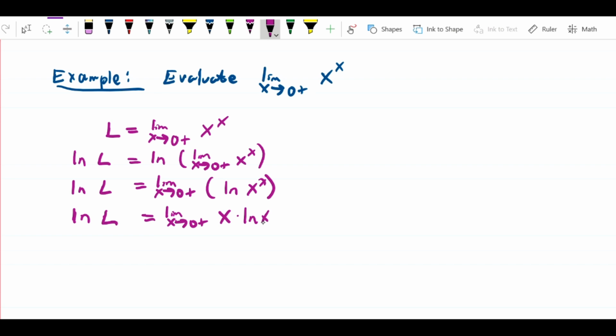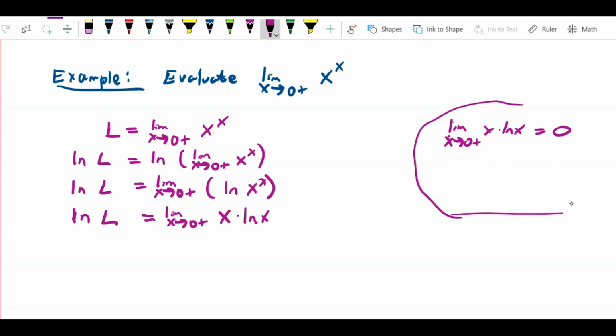Now, we already evaluated this using L'Hopital's rule in a previous problem. We already saw elsewhere, using L'Hopital's rule, for this 0 times infinity form, that the limit as x approaches 0 plus of x ln x was equal to 0. So I'm not going to redo that or show you why 0 times infinity is a L'Hopital's rule form. I'll just refer you back to that problem. The point is, we already know what this limit is. So we know that ln of L is equal to 0.